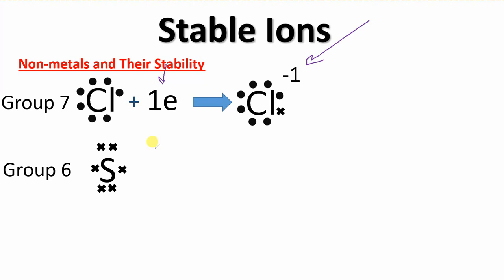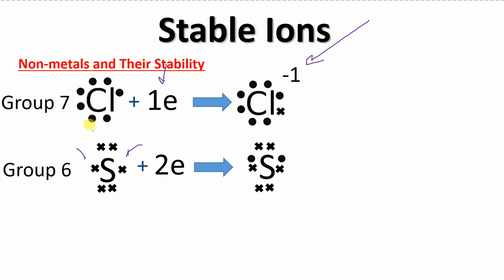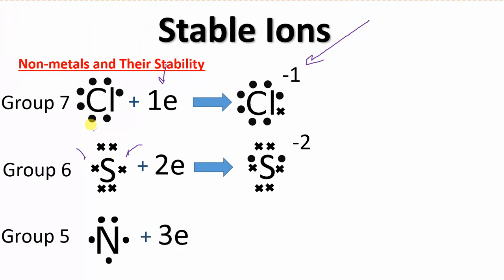Group 6, like sulfur, it has 6 valence electrons. So we kind of have 2 spots to put things in, right there and there. So we're going to add 2 electrons. And when we do that, we'll have an overall charge of -2. And when we get to group 5, we've got our nitrogen. So now we have 3 spots to put some electrons. So we'll add 3 electrons in. And there we go. And if we've added in 3 negatives, that means we have an overall charge of -3.